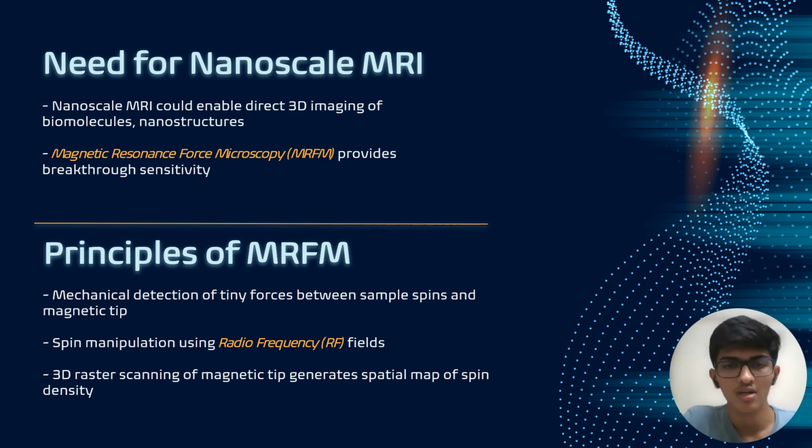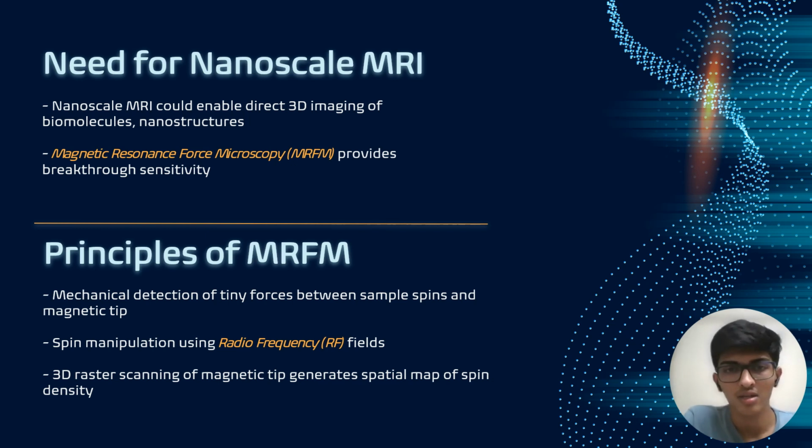It contains three key steps. The first one is mechanical detection, where the MRFM detects tiny forces between the spins of atoms or molecules in the sample and a magnetic tip, which are generated when the spins align with an external magnetic field. The second step is spin manipulation, where radio frequency fields are used to manipulate the spins of atoms or molecules in the sample, allowing more control over their magnetic properties and their alignment with respect to each other.